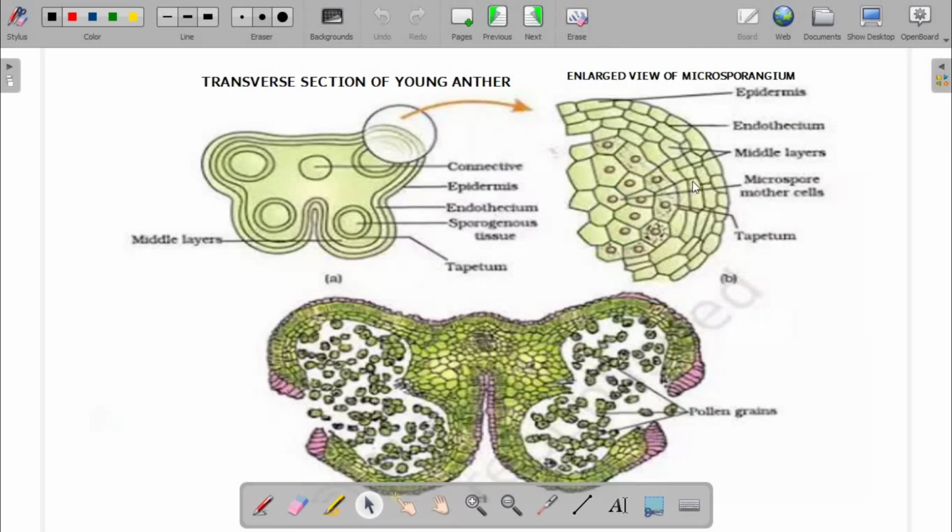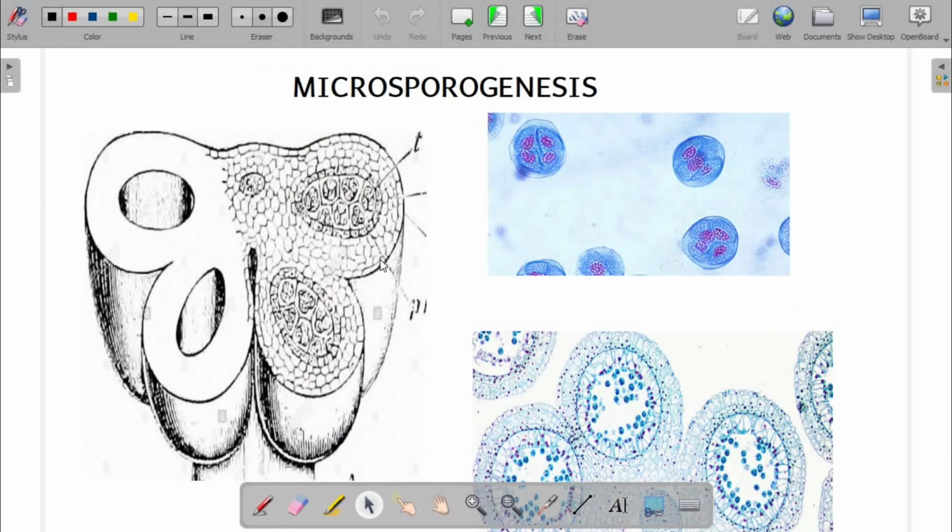After the tapetum, there are 3 to 4 layers of cells known as the middle layer, which helps in protecting the sporangium from outer injury. The outermost layer is the epidermis or endothecium, which acts as an outer covering of the anther and helps in protecting the anther from outer injuries. Now let's move on to the process of microsporogenesis.